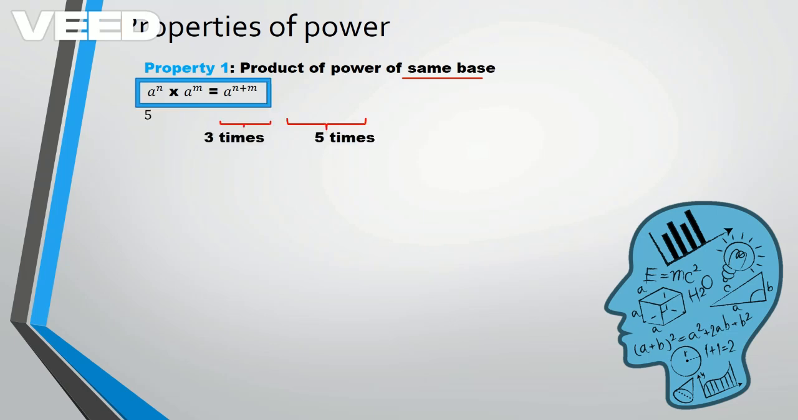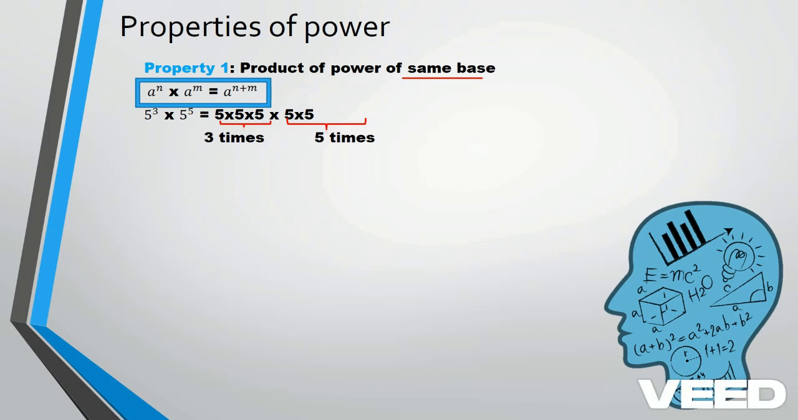Let's take an example. 5 exponent 3 multiplied by 5 exponent 5. So we have to multiply 5 by itself 3 times, and 5 exponent 5, so 5 should be multiplied by itself 5 times. But this method will take a long time, especially for powers that have larger exponents. So applying this property will speed up the solution and save time.